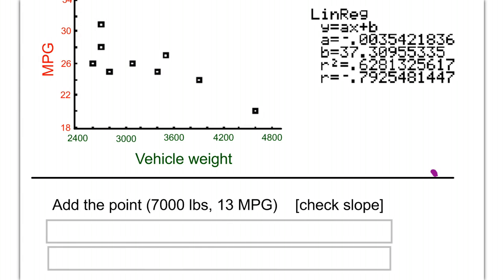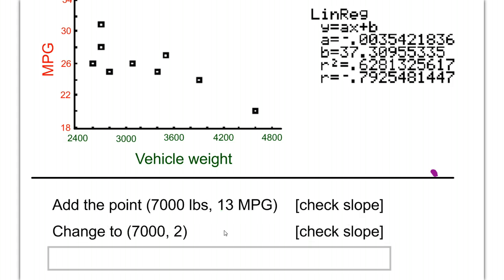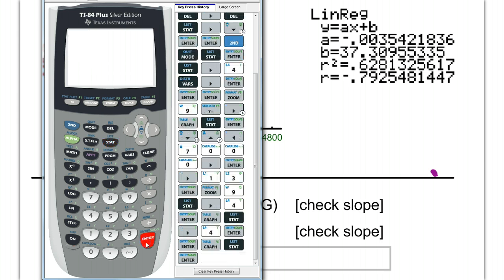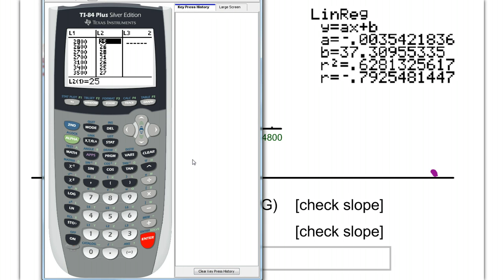Let's try changing it up now. We're going to change that point we just added from 7,000 pounds, 13 miles per gallon to 7,000 pounds, 2 miles per gallon. So now it's going to have a horrible gas mileage. We go to Stat, we go to Edit. Clear this here. We're going to go back down to the bottom of the list, and we're going to change that 13 to a 2. So you can just type right over the top of it. Change that 13 to a 2. So now we have 7,000 pound vehicle with 2 miles per gallon.